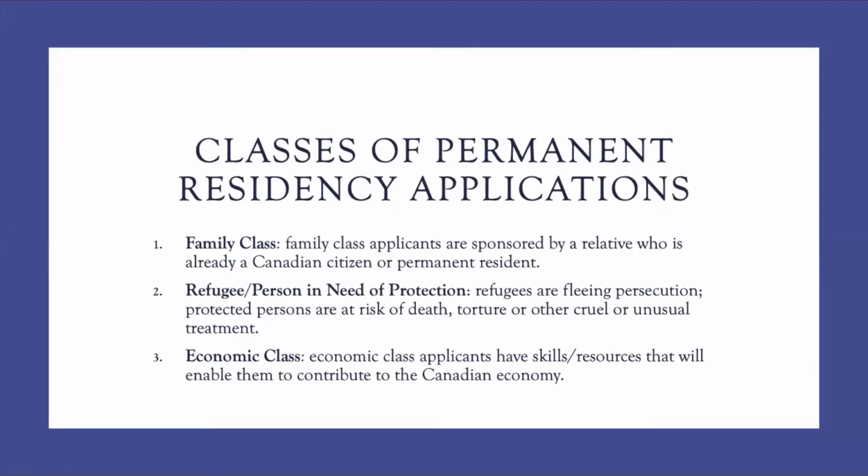So, different classes of permanent residency applications. There are 3 classes of applications for permanent residency, and we're going to discuss them here. The first is the family class. Family class applicants are ones that are sponsored by a relative who's already a Canadian citizen or a permanent resident. The next class is refugee or person in need of protection. Refugees are individuals fleeing persecution, and a protected person is someone who's at risk of death, torture, or other cruel and unusual punishment. Economic class immigrants are ones that are coming based on skills and resources that will enable them to contribute to the Canadian economy. So let's discuss these more in depth.